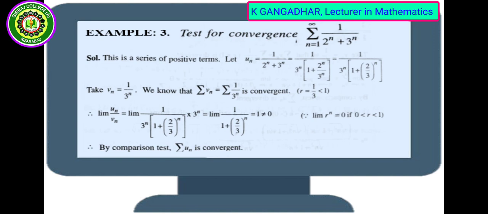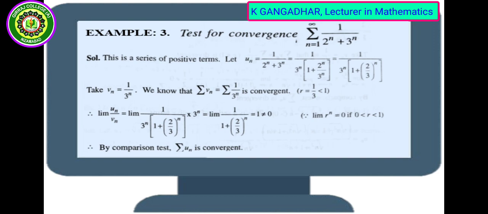So 1 by 2 power n plus 3 power n is there, so in the n tends to infinity limits we will take the highest power of n term as common. So here we have two terms. One is 2 power n and another one is 3 power n. Suppose we take 3 power n as common. So 2 by 3 we get 2 by 3 whole power n plus 1.